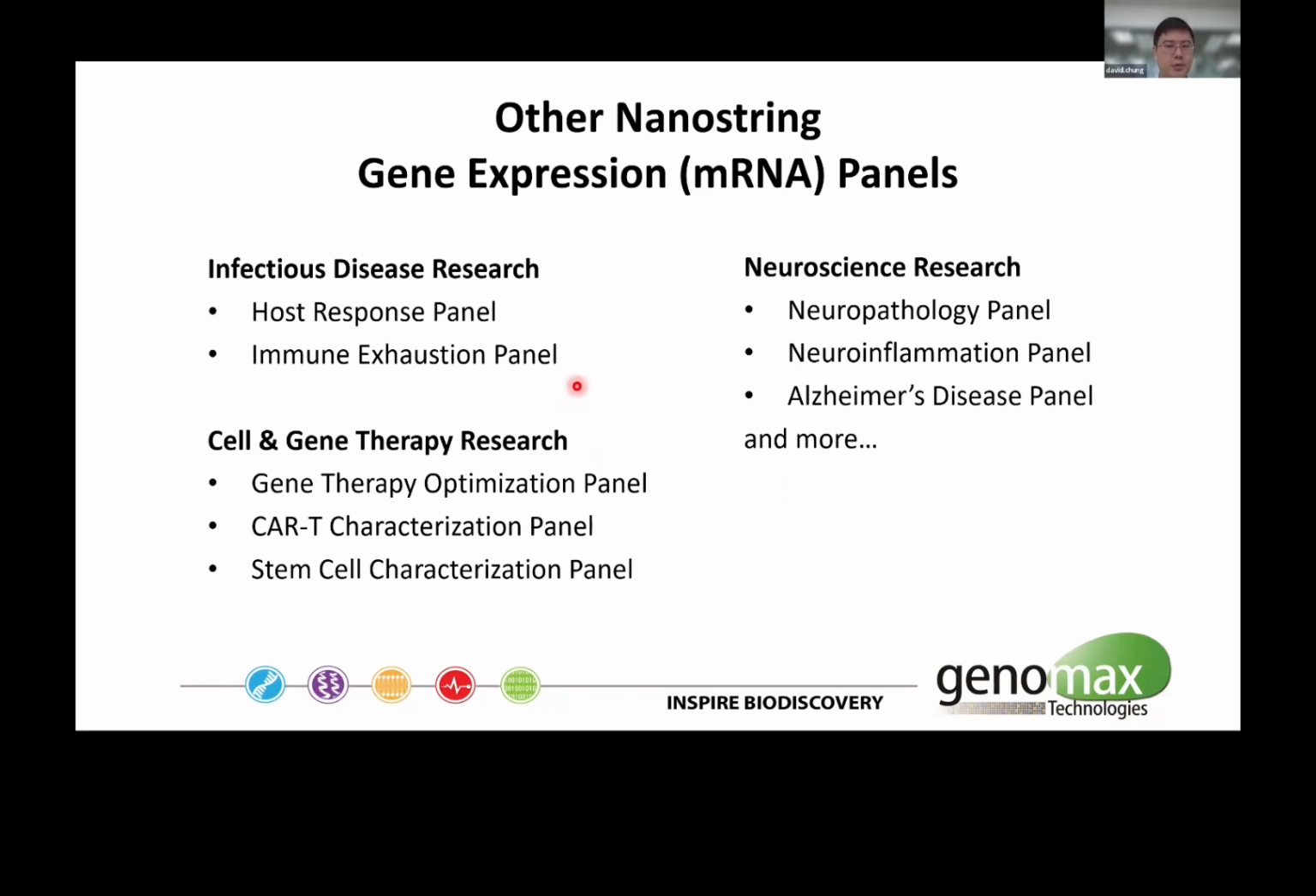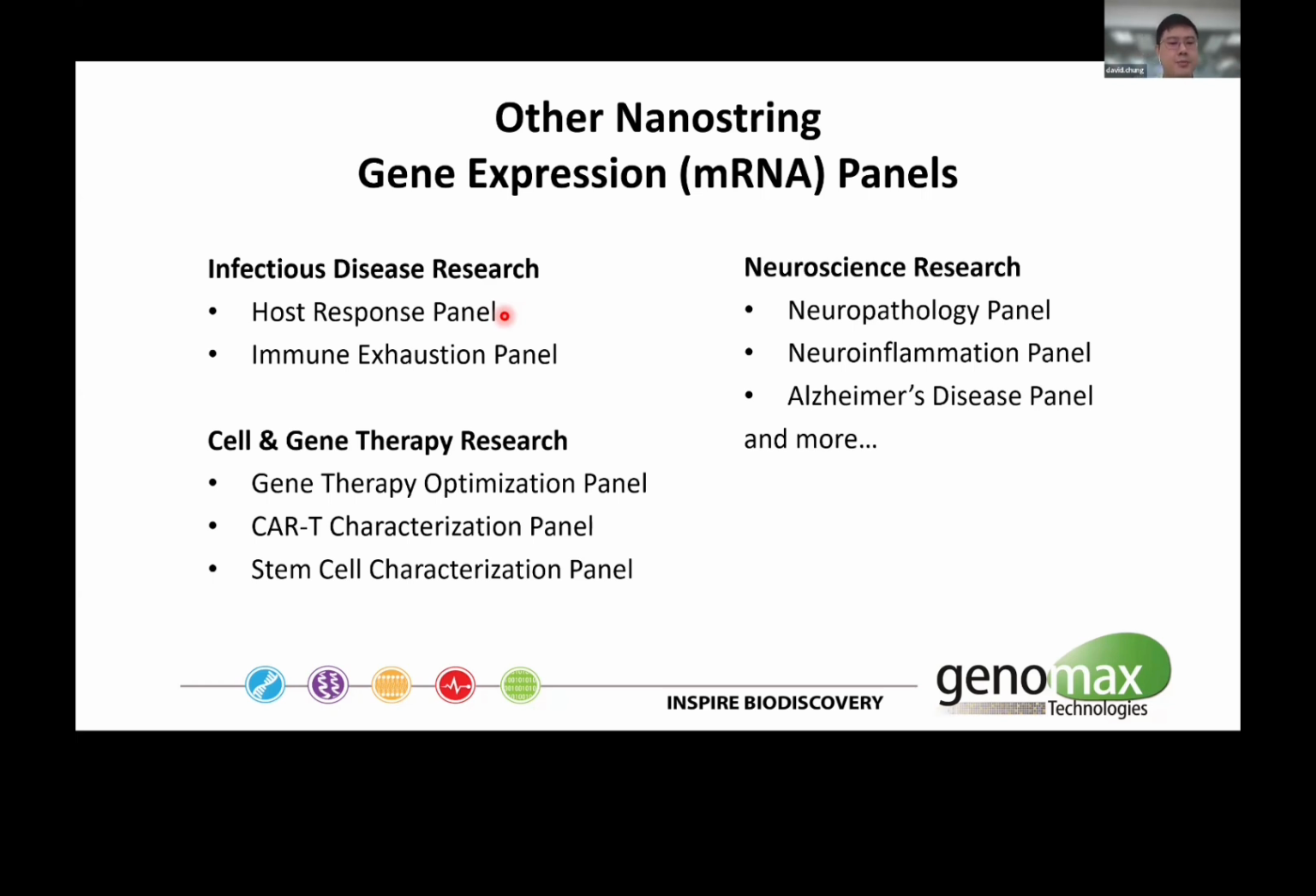Other than that, they have also panels to cover different research areas like infectious disease research. They have this host response panel that actually came out just 2 or 3 years ago during the COVID-19 pandemic. During that time, research was very much focused on infectious disease, specifically COVID-19. Then they came out with this panel that can help to study the 5 phases of the host, from the initial infection phase down to the peak infection and then the recovery phase, to see which genes are differentially expressed.